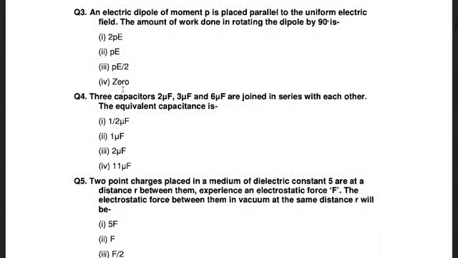Question number 4. Three capacitors of 2 μF, 3 μF and 6 μF are joined in series with each other. The equivalent capacitance is: option 1, 1/2 μF; option 2, 1 μF; option 3, 2 μF; option 4, 11 μF. Correct. The answer is option 2, 1 μF.